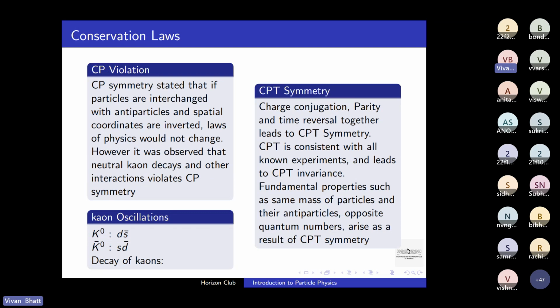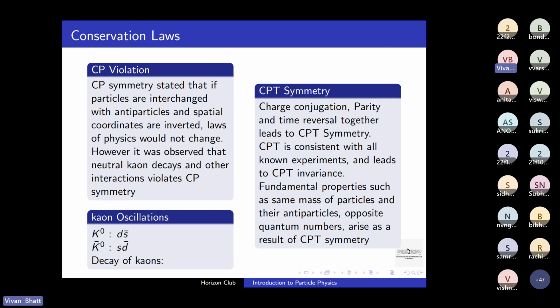We spoke about CP violations. Kaon oscillations come into this. There are two neutral kaons, the K0 and the K0 bar. The K0 has a down and an anti-strange. The notation here is that whenever you have a bar over any particle, it's the corresponding antiparticle.